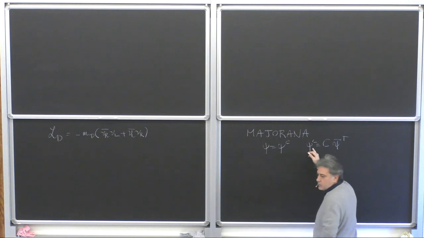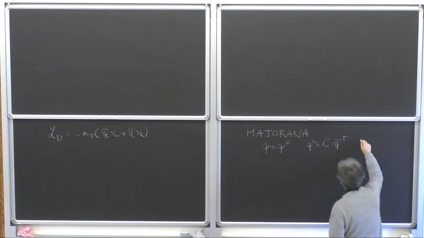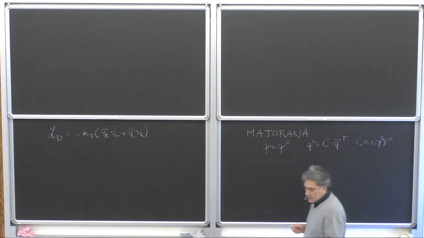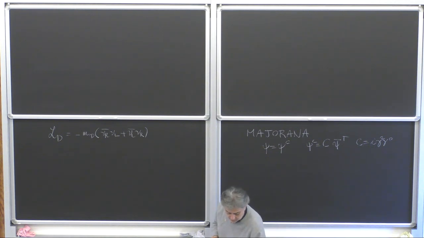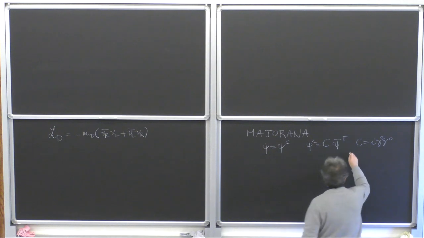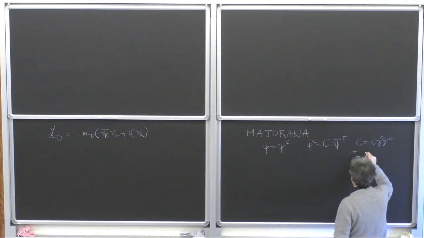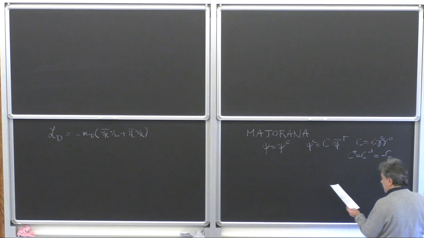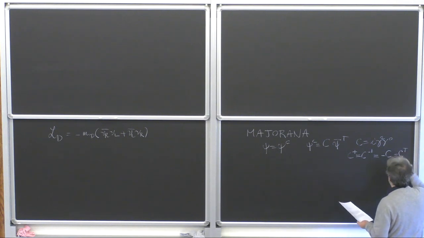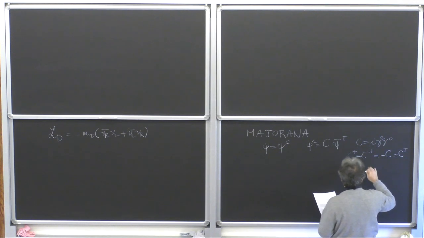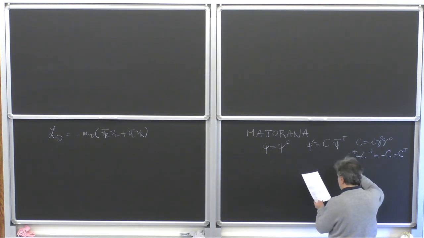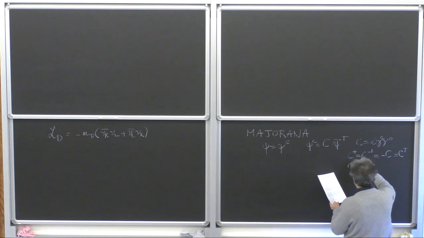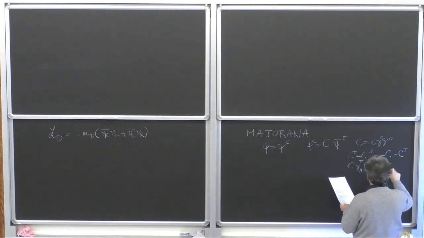In general, we will use psi left. And this C is i gamma 2 gamma 0. A few properties of the C matrix: the adjoint is equal to the inverse, and is equal to minus itself, and this is also the transpose. What more, C gamma mu transpose C dagger is equal to minus gamma mu.